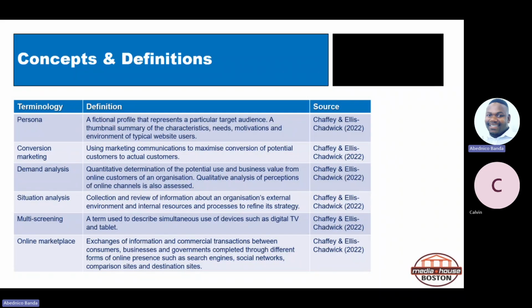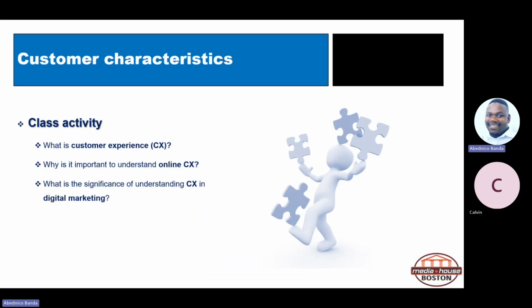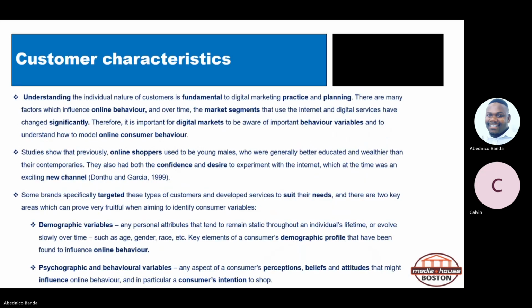You will come across a persona, conversion marketing, demand analysis, situation analysis, multi-screening, and online marketplace. Some of these terms have already been covered before.